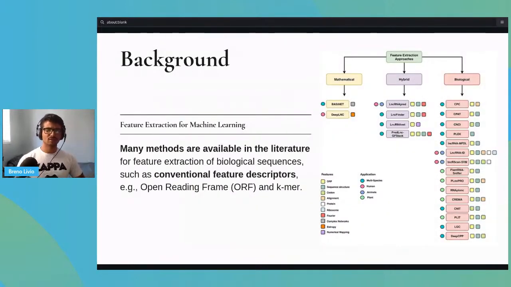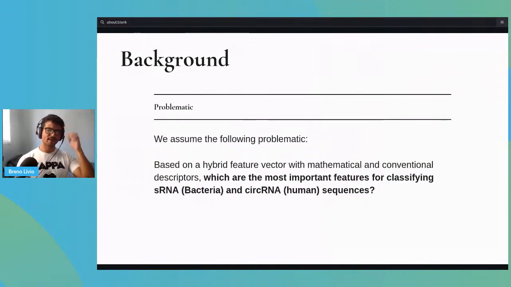There are many methods available in the literature for the extraction of features from biological sequences, such as the conventional feature descriptors. We have the well-known open reading frame and k-mer. However, we also have other relevant approaches with mathematical descriptors: the Fourier transform, entropy, complex networks, and representation in graphs, which could also be considered for classification alongside conventional descriptors. Therefore, there is increasing demand for interpretable computational methods involving the understanding of the best features.